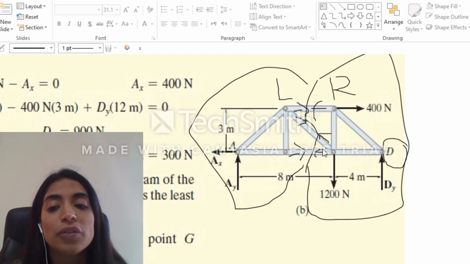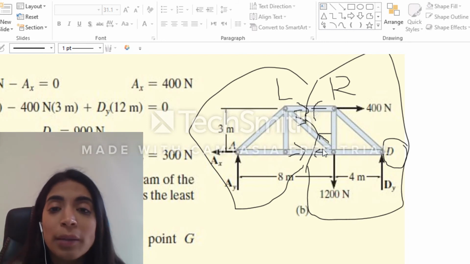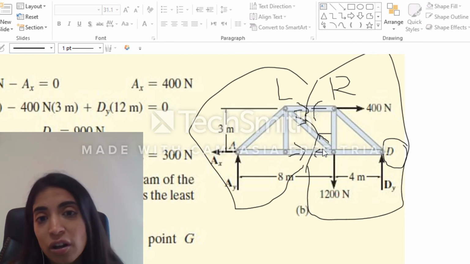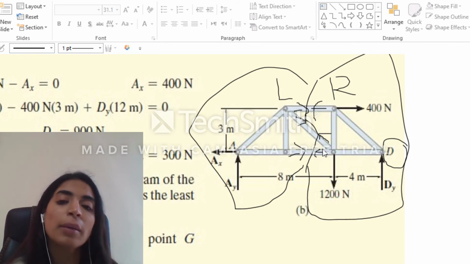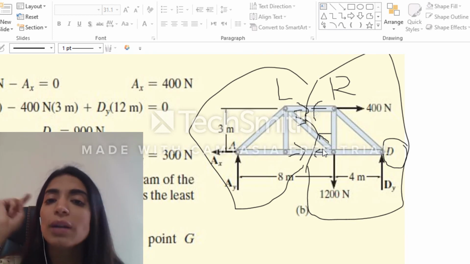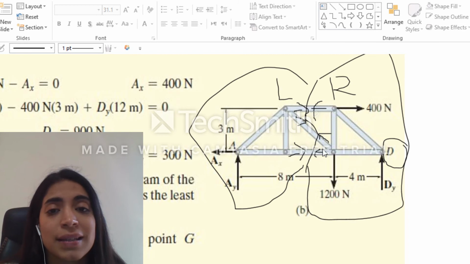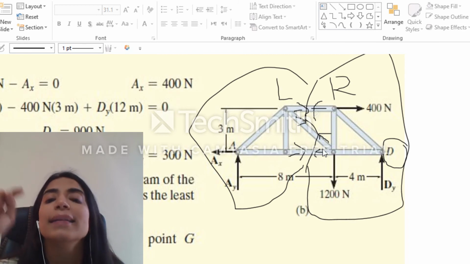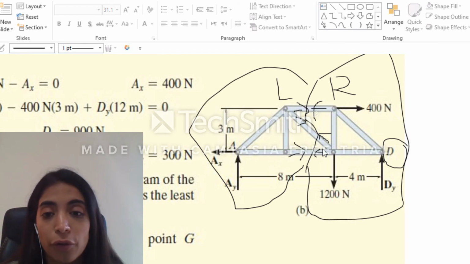They have to be of the same value. And if one member was in tension in the left side, so in my method, one member was in tension, in your method, if you apply the equilibrium equations on the right side, you will have the same answer. This member is in tension and it has the same value of the force.